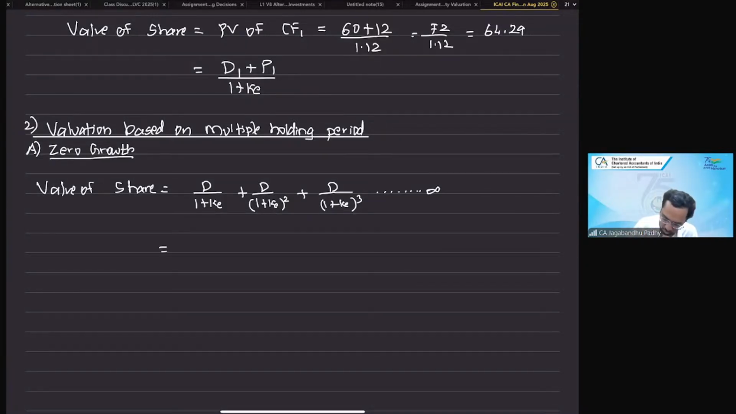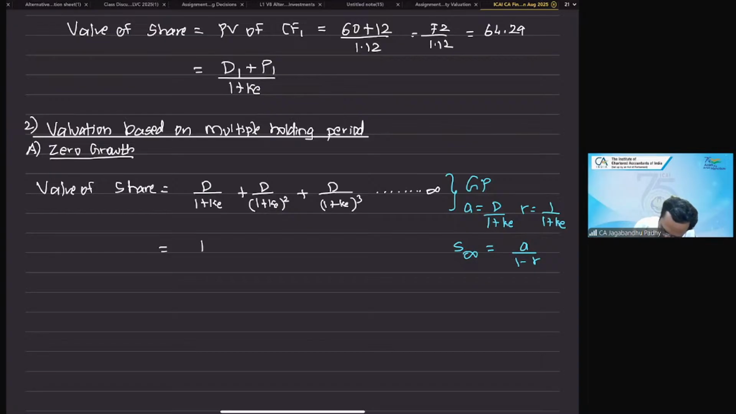Okay, so if you think of this, this is a geometric progression wherein the first term is d upon 1 plus k, and the common ratio is 1 upon 1 plus k. Right? So d upon 1 plus k is the first term, and the ratio is going to be 1 upon 1 plus k. And the summation till infinity, the formula is what? A upon 1 minus r. You might have learned this in your foundation level quantitative techniques, right? So summation till infinity is a upon 1 minus r.